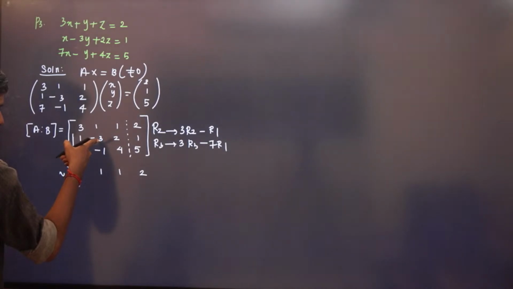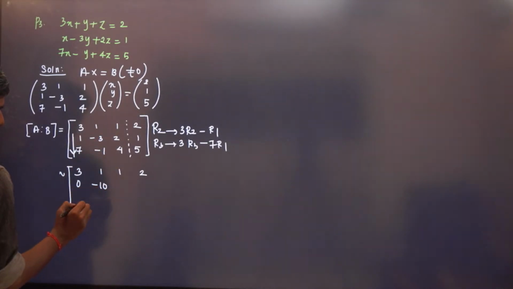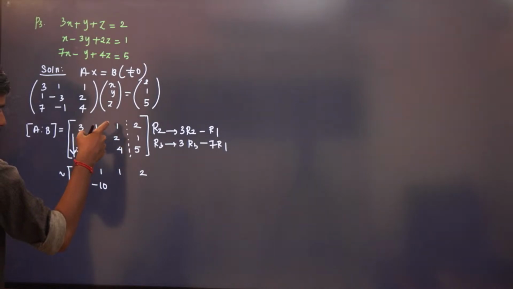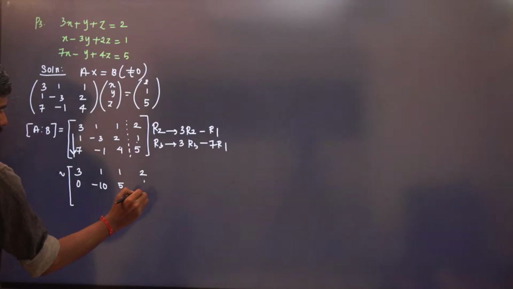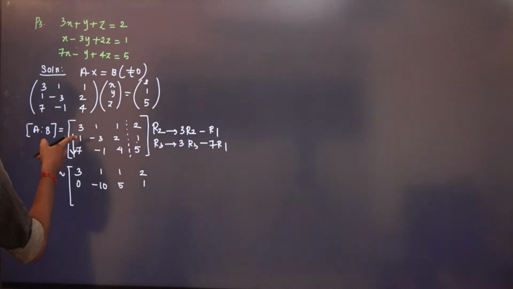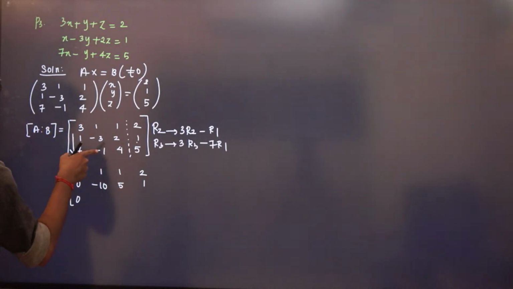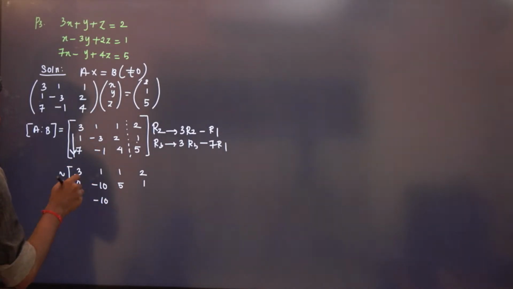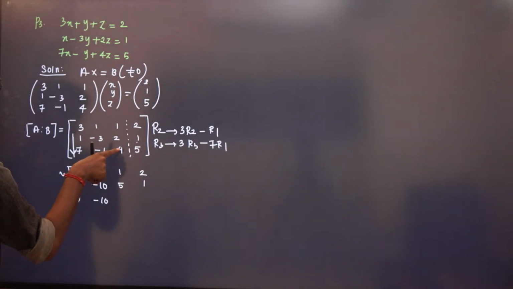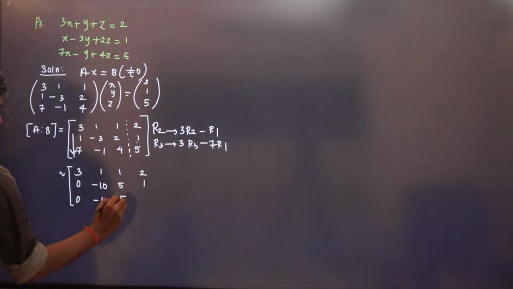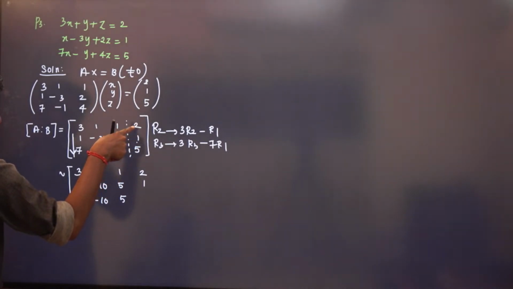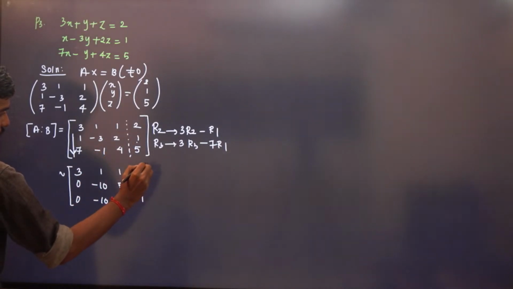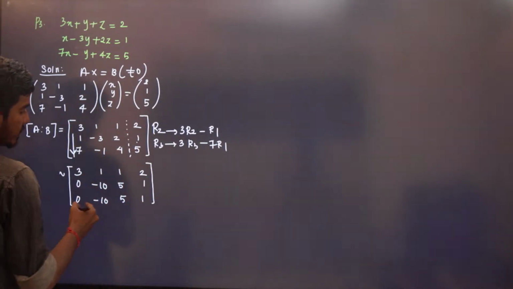Multiply 3 and then subtract: 3 minus... -9 minus 1 is -10. Multiply 3, 6. 6 minus 1 is 5. Multiply 3, 3. 3 minus 2 is 1. Multiply 3, multiply 7 and then subtract. To multiply 3, this will be -3. -3 minus 7 is -10. To multiply 3, 12. 12 minus 7 is plus 5. To multiply 3, this will be 15. To multiply 2, it will be 14. So 15 minus 14 is plus 1. Now we have to make this element 0.